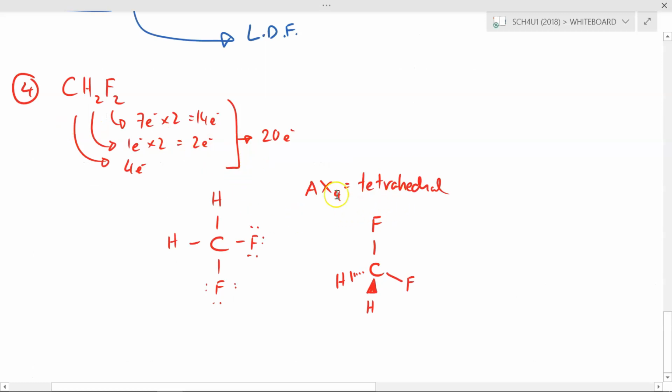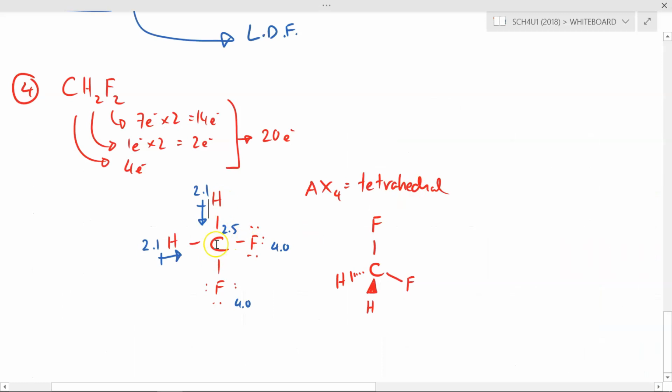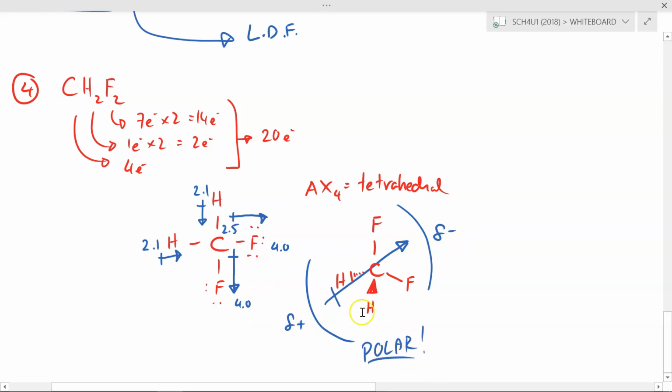This results in a tetrahedral shape. The EN value for hydrogen is a 2.1, while carbon is a 2.5, and fluorine is a very high 4.0. So for the CH bonds here and here, the electrons will be moving towards the carbon, as we see with the dipole moments. Meanwhile, the electrons in the CF bonds are moving towards the fluorine because it's more electronegative. So the overall net dipole is to have the electrons move towards the fluorine end of the molecule, making this end partially negative and leaving this end partially positive. And so this molecule is polar.